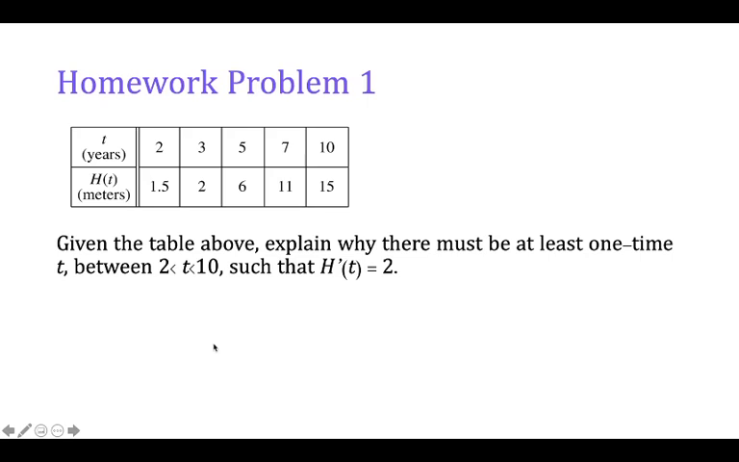Okay, so this is the homework problem I gave, which was from an old practice exam. Given the table above, explain why there must be at least one time t between 2 and 10 such that h prime of t equals 2. First you have to determine if it's continuous and differentiable. Well, in the problem they stated that it was differentiable. But just given the table, determine if there's a time where h prime of t equals 2. So you have to determine which theorem to use and state everything like we did in the other problem.